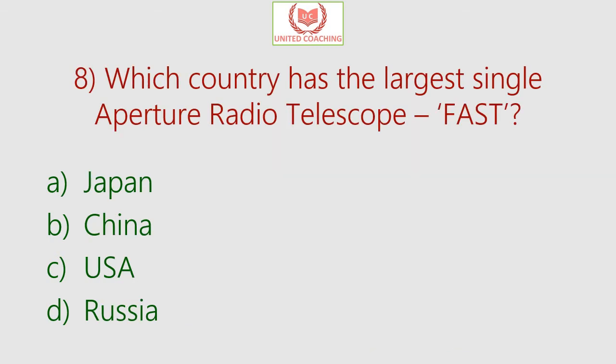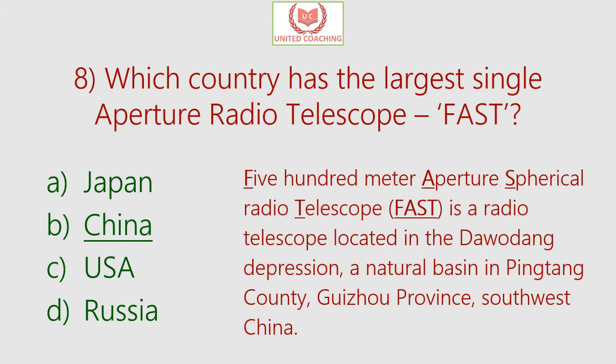Our next question is, which country has the largest single aperture radio telescope, that is known as FAST? So is it Japan, China, USA or Russia? So the answer is China. The Five-hundred-meter Aperture Spherical radio Telescope, the short form is FAST, is a radio telescope located in the Daodang depression, which is a natural basin in Pingtang County in Guizhou province in southwest China. So the answer over here is China has the largest single aperture radio telescope, that is FAST.